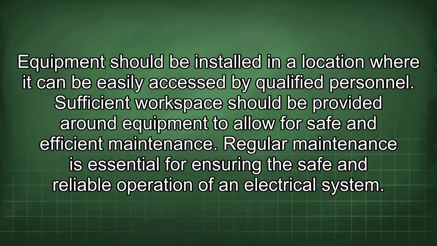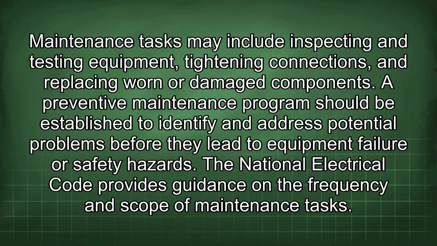Regular maintenance is essential for ensuring the safe and reliable operation of an electrical system. Maintenance tasks may include inspecting and testing equipment, tightening connections, and replacing worn or damaged components. A preventive maintenance program should be established to identify and address potential problems before they lead to equipment failure or safety hazards. The National Electrical Code provides guidance on the frequency and scope of maintenance tasks.